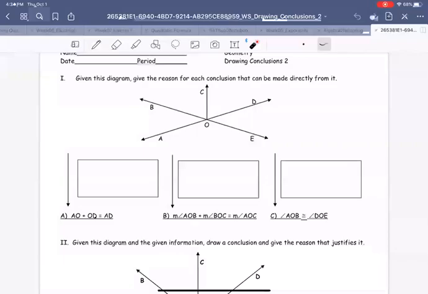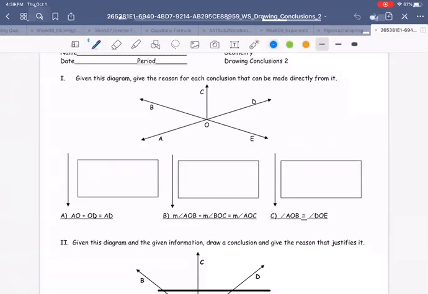Let's see. Oh, they want you to give the reason. They want you to put the reason over here. Yes. AO plus OD equals AD. So you can say A, O, D are collinear, right? That makes sense? Yes.